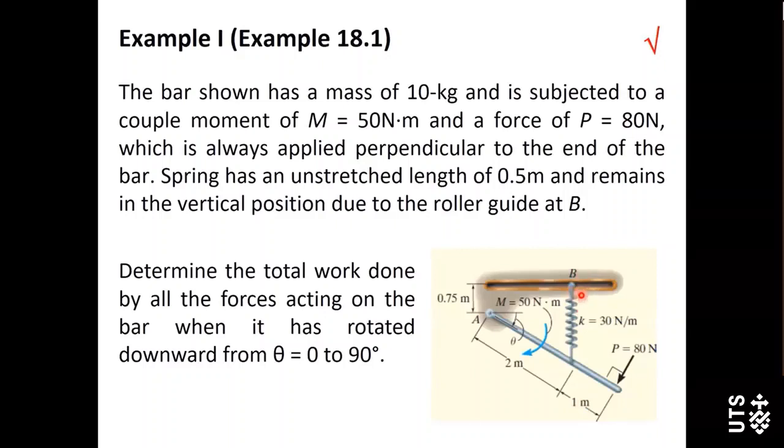Another end of this spring is in a track. This point B is movable. So when this bar is rotating, the position of this spring can be changed. So this spring will always keep a vertical position.